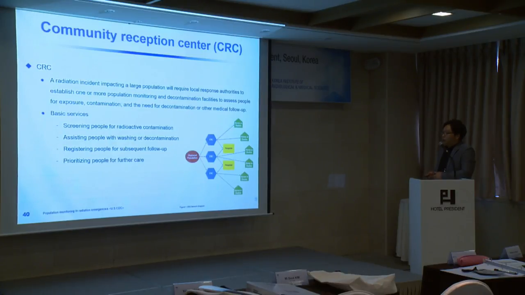So you can see a very simple diagram. The red one means the population in the accident site, and the hospital and shelter. The blue one is the CRC, Community Reception Center. It's located between the accident and the hospital or shelter. All the people must be surveyed through this CRC, and the visitor will then be transferred to a hospital or shelter. So this CRC will provide screening for radioactive contamination, washing and decontamination, and registering people for follow-up and for further care, the additional work to do.